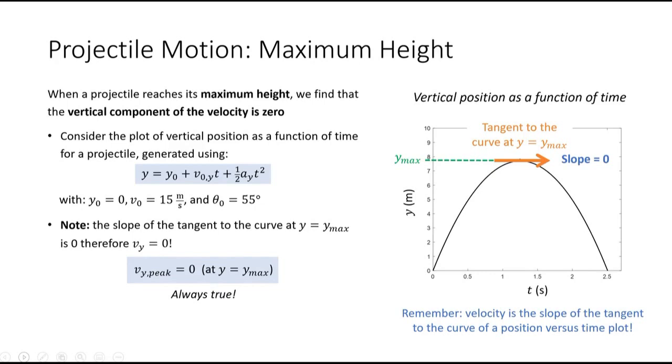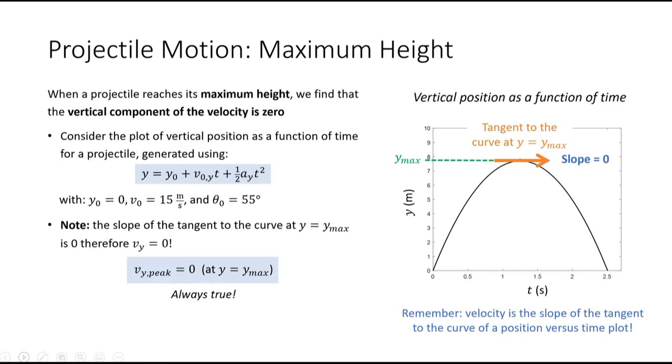Now I will make the note here that that's not the same as the x component of the velocity. We know that the x component of the velocity of this projectile is going to be constant, so it's going to be equal to the initial value of the x component of the velocity, right? Because there's no acceleration in the x direction.